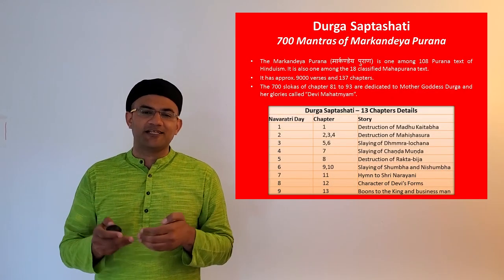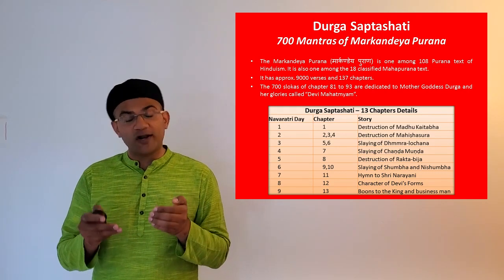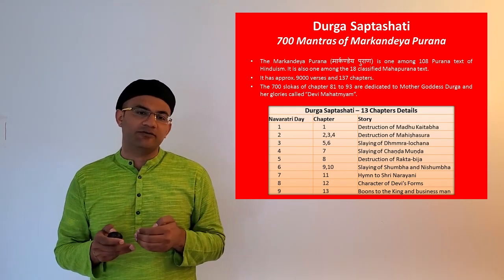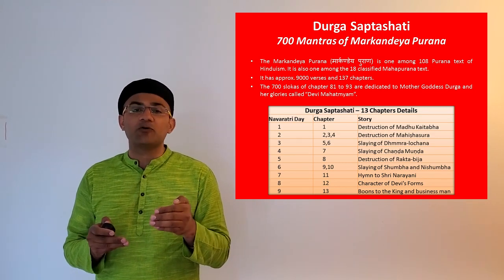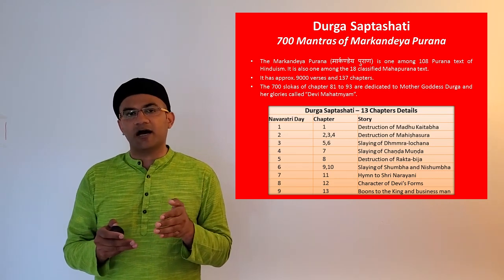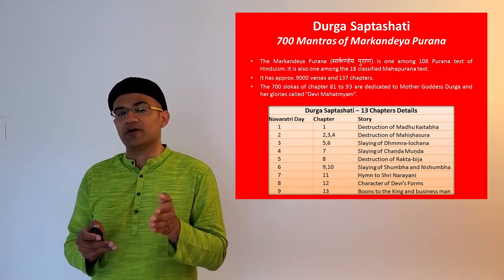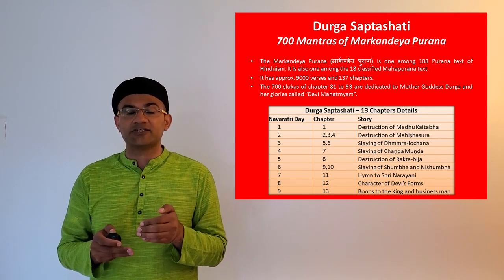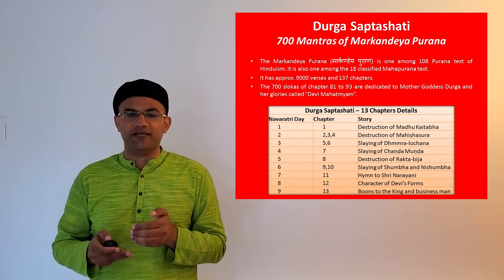700 mantras like the Bhagavad Gita, it comes from the Markandeya Purana. Markandeya Purana is one among the 18 Mahapuranas, the Purana texts of Hinduism. It has about 9,000 verses and 137 chapters. The 700 slokas all come from chapters 81 to 93 and are dedicated to the Mother Goddess Durga and her glories. That's why it's called Devi Mahatmya. Mahatmya means the glories of the Devi.